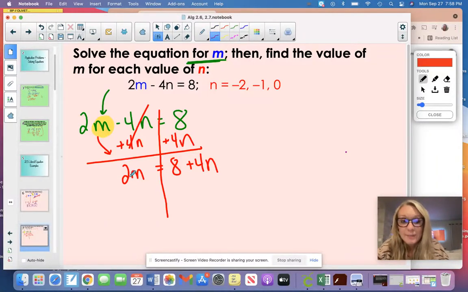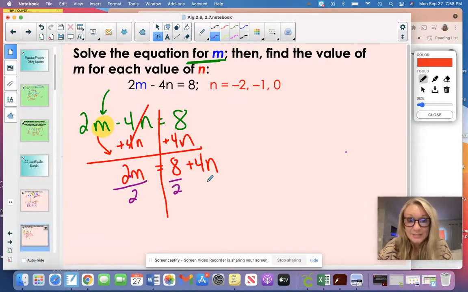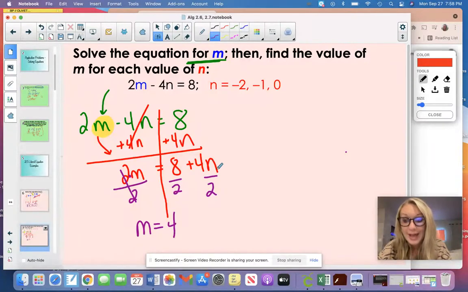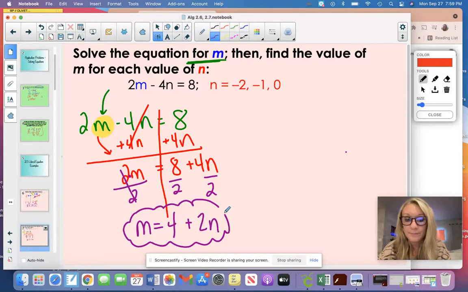The last step, you see that you've got this coefficient of 2, which is actually attached to your m with multiplication. So to truly get m alone and to isolate it, you need to do the inverse of multiplying by 2, and we are going to divide every single piece by 2. That will isolate m for you. 8 divided by 2 is 4. 4n divided by 2 is 2n. And you have successfully solved that equation for m.